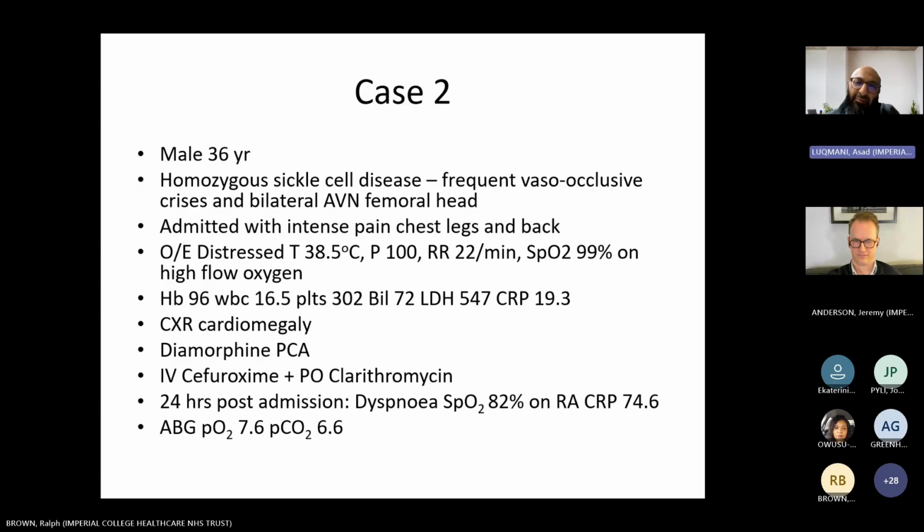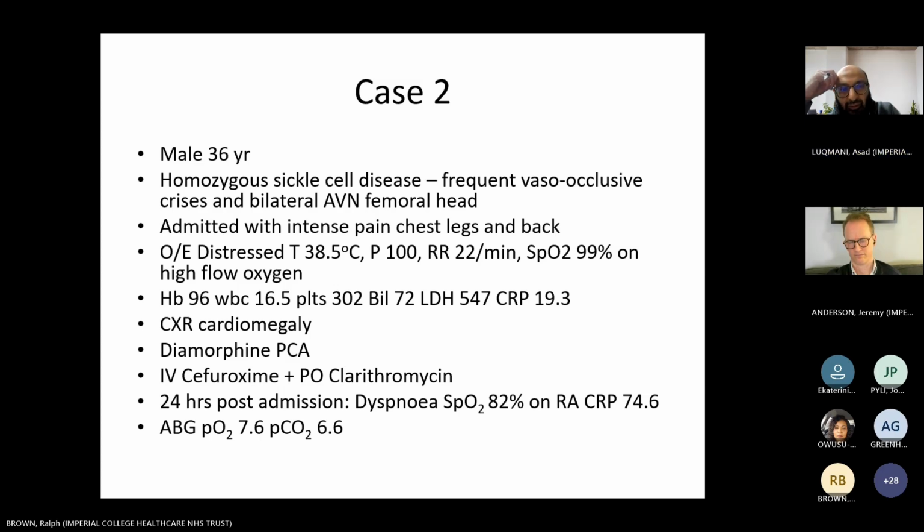So he's on a PCA, so there may be some opioid toxicity. He's also got a large heart on the X-ray, so maybe some underlying pulmonary hypertension which hasn't been formally diagnosed. So yeah, could be some other things going on there as well. But the most worrying thing is obviously he's acutely hypoxic with raised inflammatory markers and fever. So I think consistent with an acute chest syndrome.